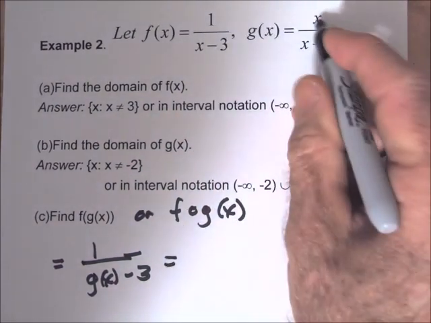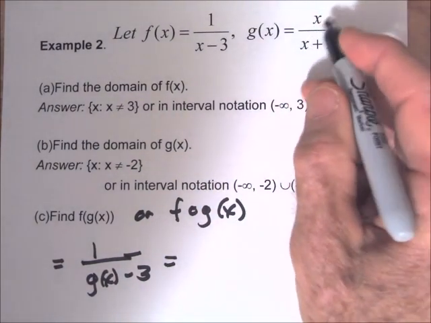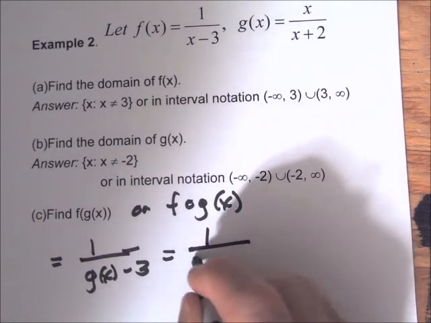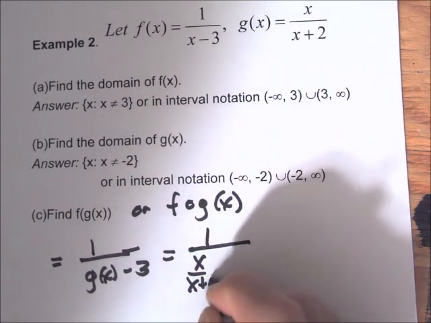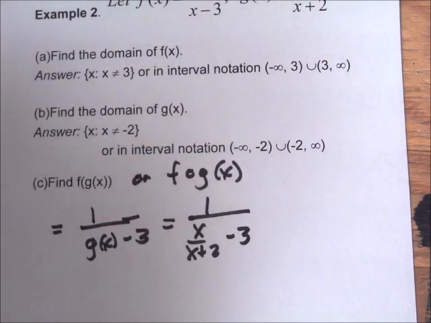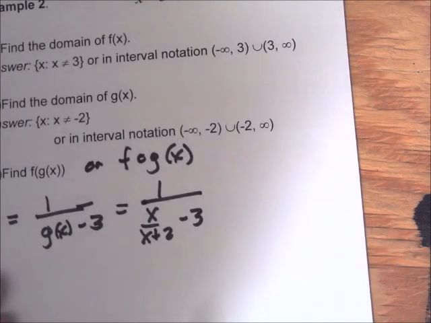And now we can substitute in the formula for g of x. g of x is x over x plus 2. So this is going to be 1 over x over x plus 2 minus 3. And now we have a fraction within a fraction. So that's basically the formula for the composition, but usually it's nice to simplify things.